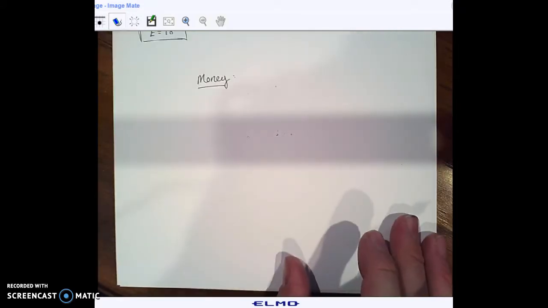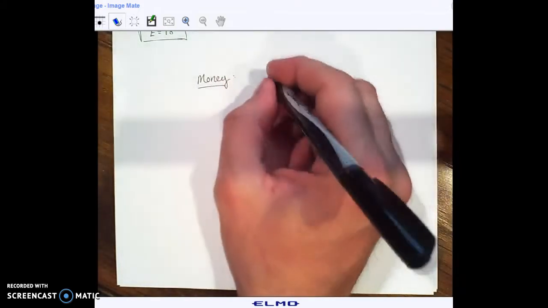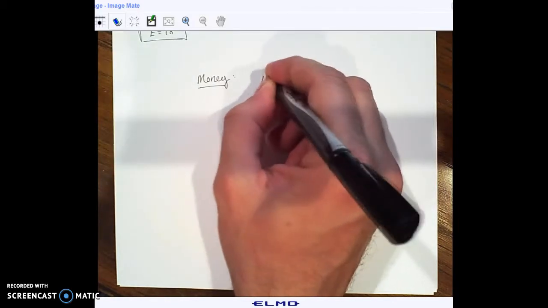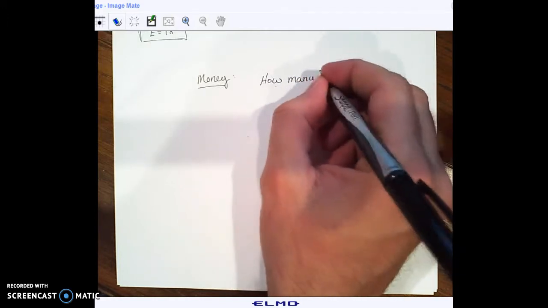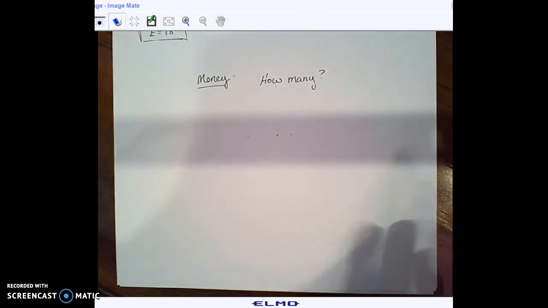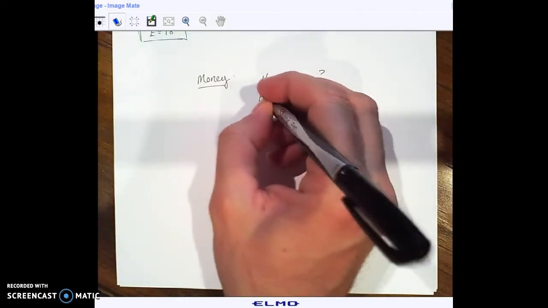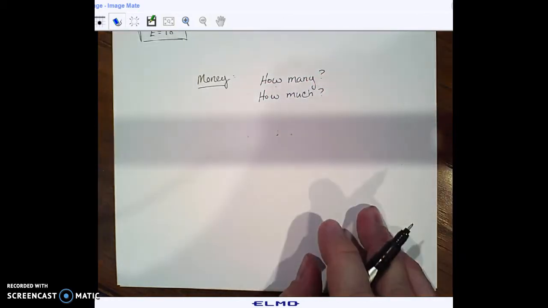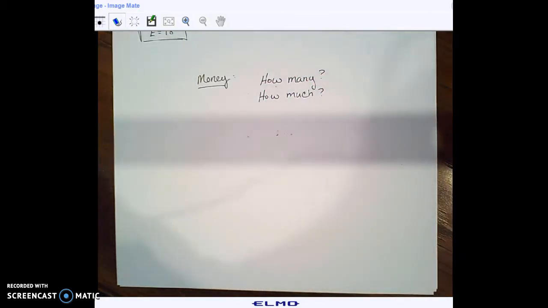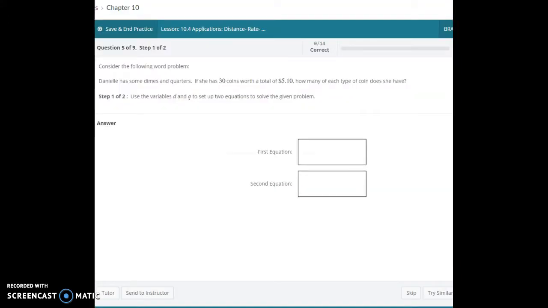Okay, so for our second example, we're going to talk about money. For many money-style questions, specifically in this section, we're going to deal with two types. And the two types we're going to deal with are going to ask two questions. The first question is how many? That's going to create the first equation of our linear equations. And the second is going to be how much? Well, we're dealing with money, so we need to deal with how much money we're going to be dealing with. Okay, so let's jump over to Hawks and let's look at this question.